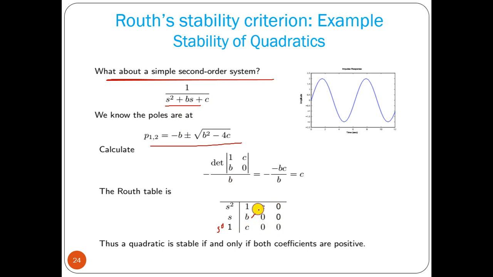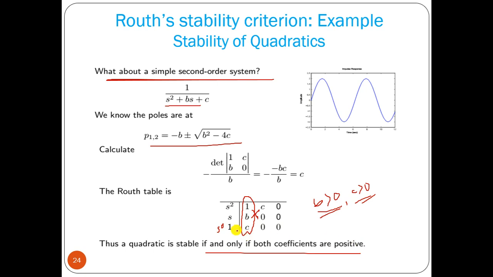Now we can find out b into c minus 0 divided by b, that will be c. Now we have to look at the first column. So what is the condition for stability of the system? The condition is your b value must be greater than 0, right? Then only it will be a positive value. If it is less than 0, it will be negative, then the system will be unstable because there will be a sign change. And c value should be greater than 0 also. If b, c both are greater than 0, then the system is stable. So both coefficients should be positive.